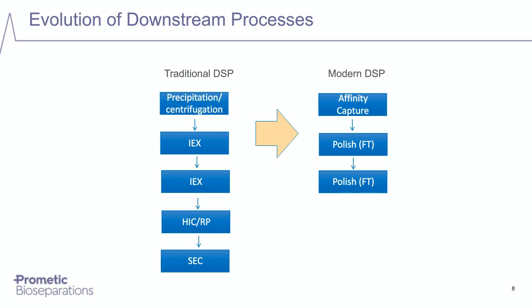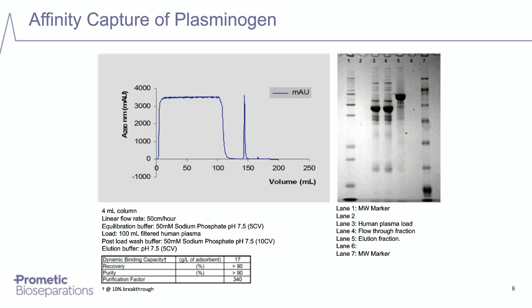I could spend a lot of time talking about affinity ligands. Prometic has been working in this area for 30 years plus, and we have a huge experience. I just wanted to share one slide with you just to show how powerful affinity chromatography can be. You're probably all familiar with the use of protein A for the capture and purification of monoclonal antibodies. Well, this slide just demonstrates that we can use the same affinity capture approach with a different adsorbent for other proteins. So in this case, it's a plasma protein.